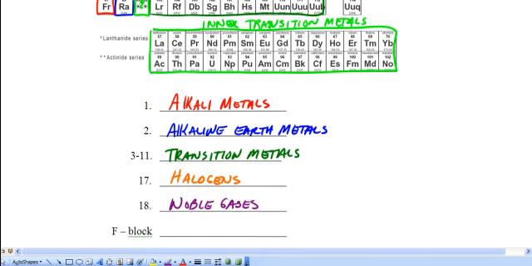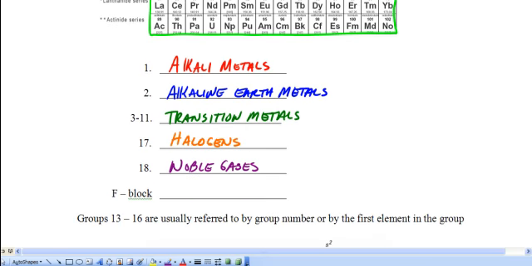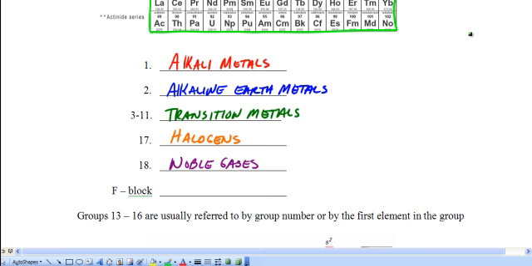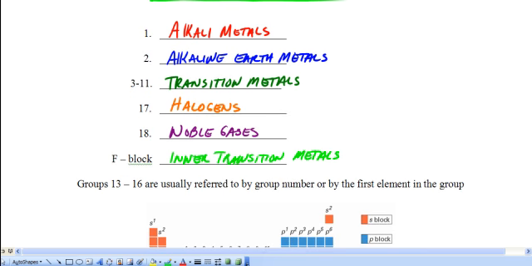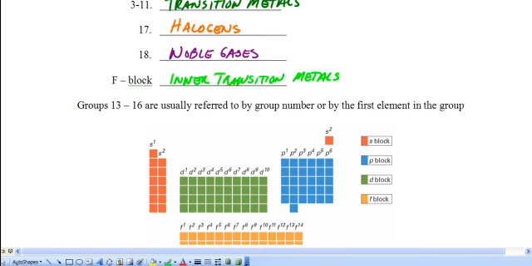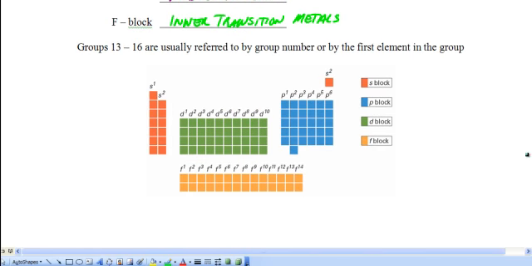And if we scroll down just a little bit, the F block we did in this lime green color, and those are called the inner transition metals. And finally, groups 13 through 16 again are just usually referred to by group number or the first element in the group.